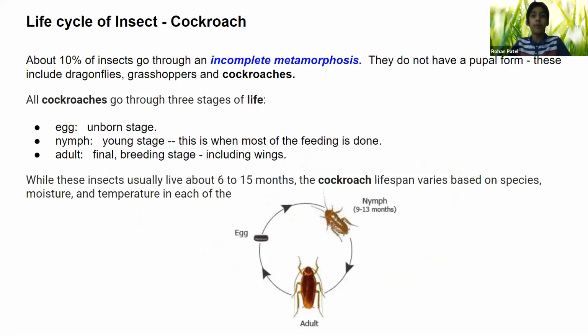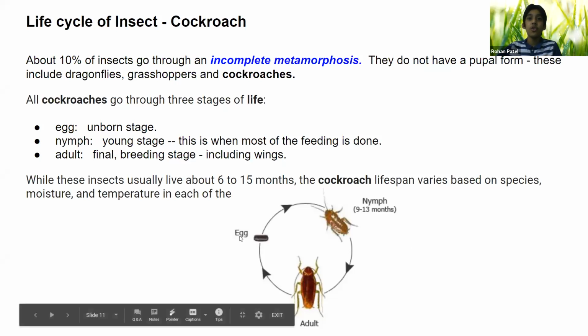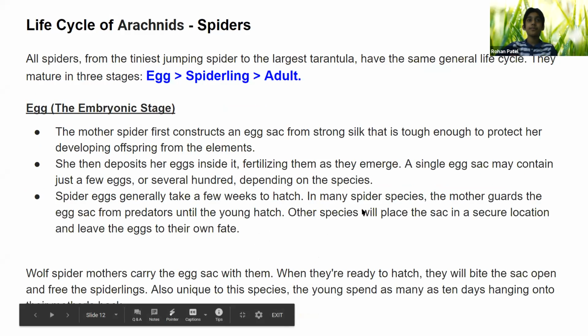The egg is the unborn stage. Then it becomes the nymph, which is the young stage, which is when most of its eating and feeding is done. Then it ends up with the adult, which is the final breeding stage, which includes the wings. While these insects usually live for about 6 to 15 months, the cockroach lifespan varies based on species, moisture, and temperature in each of the areas that it lives in. So we have our egg, our nymph, and our adult.